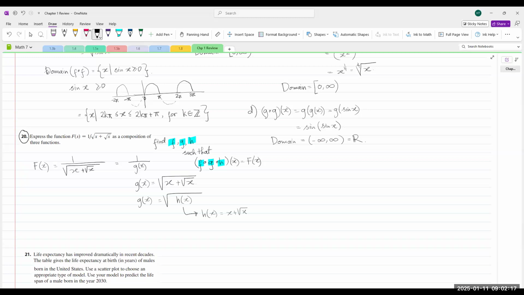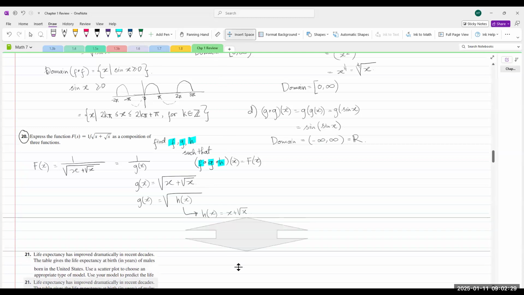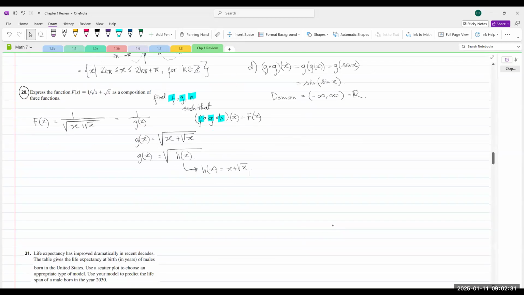Now, the three functions that I get here are not unique. You may find another way. Just make sure that when you compose them, you get this capital F(x). Okay? So it is not unique.